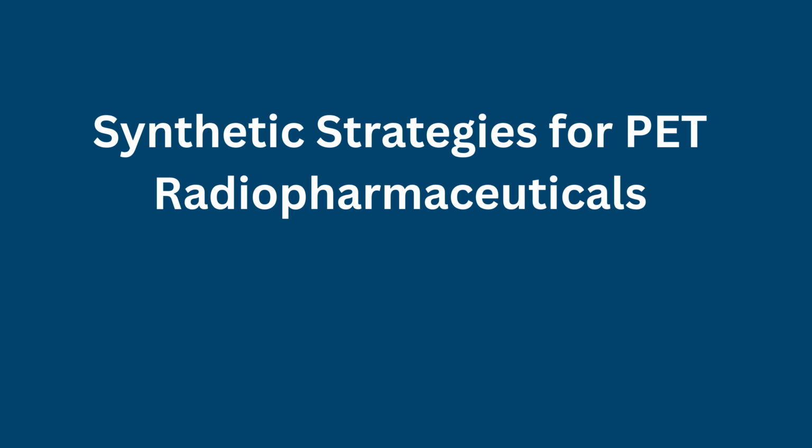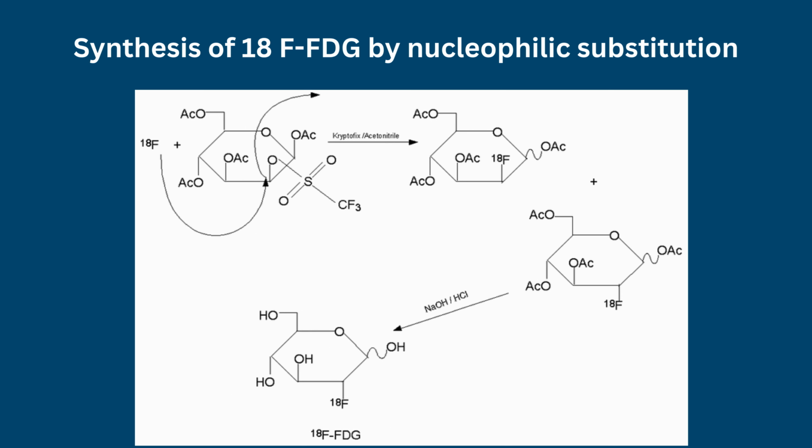Synthetic strategies for PET radiopharmaceuticals. The synthesis of PET radiopharmaceuticals requires rapid, efficient, and reproducible chemical transformations due to the short half-lives of the radionuclides involved. In the case of fluorine-18, nucleophilic substitution reactions are commonly employed, wherein 18F-fluoride displaces a suitable leaving group, such as a tosylate or mesylate, on a precursor molecule.